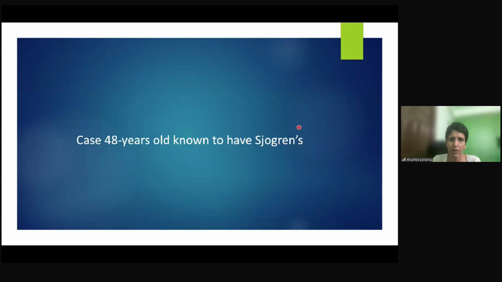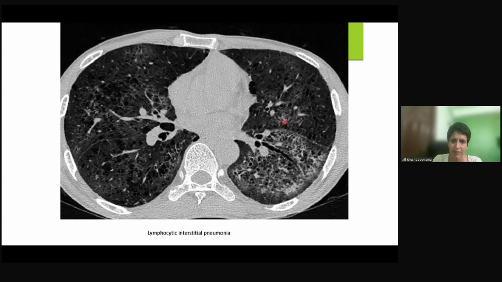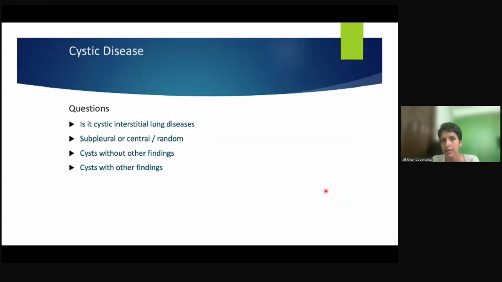Now, this is a straightforward case, 48 years old, known to have Sjogren's. You see these ill-defined ground glass attenuations with these interspersed cystic areas. So this is a typical lymphocytic interstitial pneumonia. This either occurs in a known Sjogren's patient or a patient with HIV, or if the patient is immunocompromised. If the patient is immunocompromised or has HIV, then again a close differential is Pneumocystis jirovecii pneumonia.